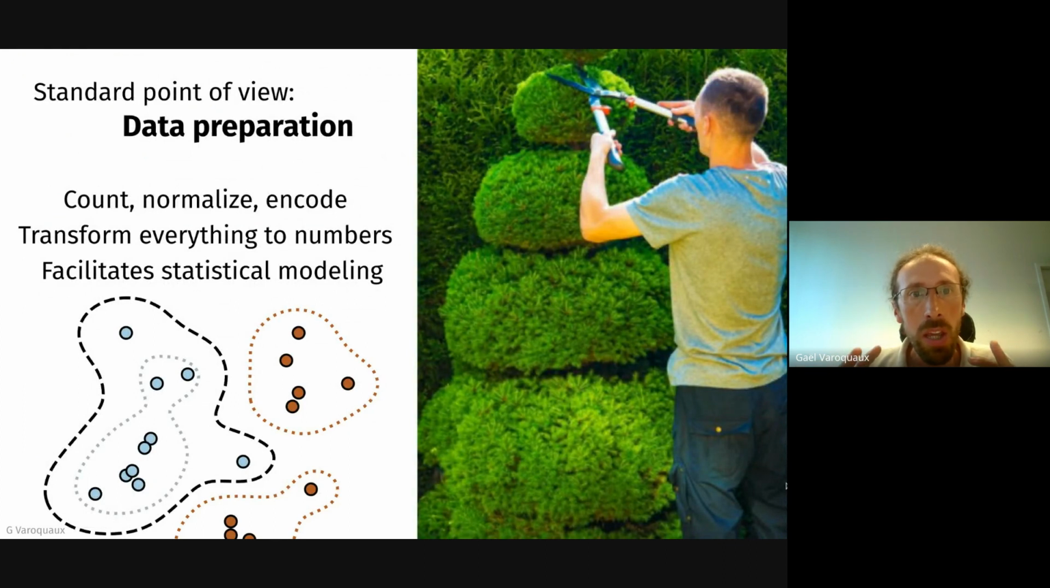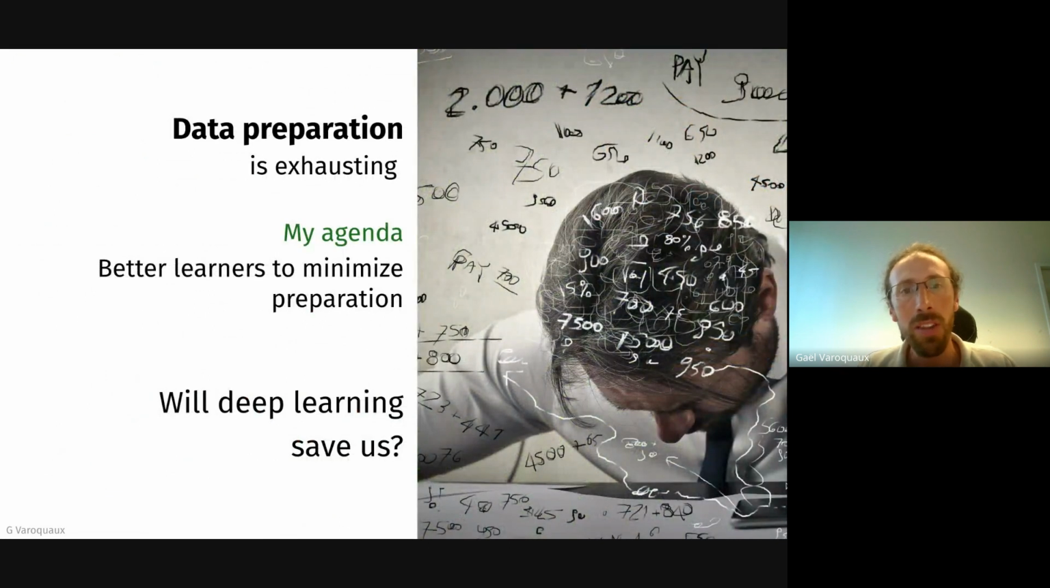Well, we prepare it. By prepare it, I mean that we count, normalize, encode, transform everything to numbers. The reason we do this is it facilitates statistical modeling because it's much easier to model objects that are numerical, because we can have continuous interpolation between them, just as shown on the figure here. But really, the problem is that this data preparation is absolutely exhausting. So my agenda is to build better learners that minimize data preparation.